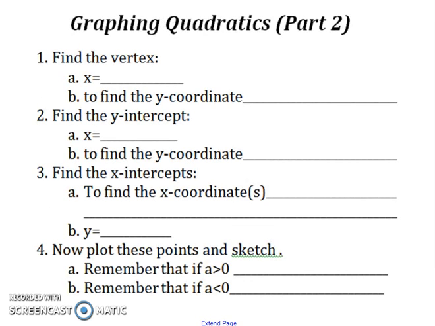Okay, so let's recap when we're graphing quadratics. Some of this is old, some of this is new. So we want to find the vertex. In order to find the vertex, x is equal to negative b over 2a. To find the y-coordinate, we have to plug x into the equation.